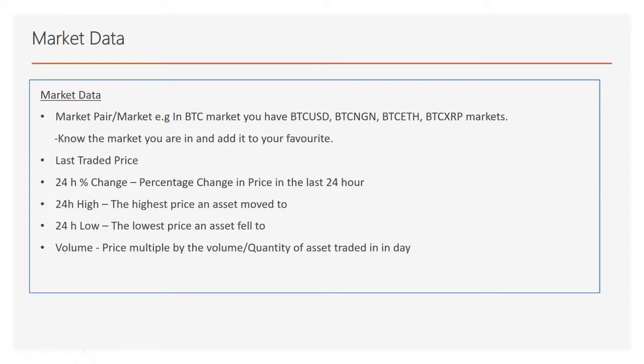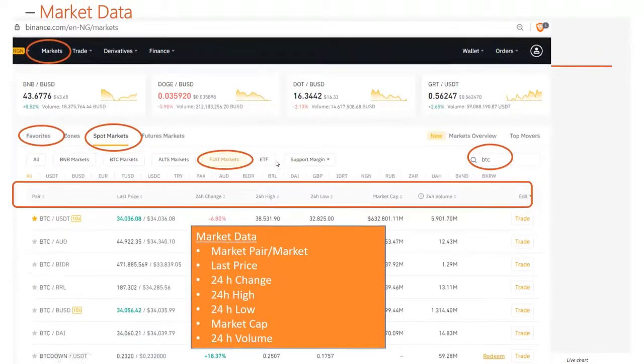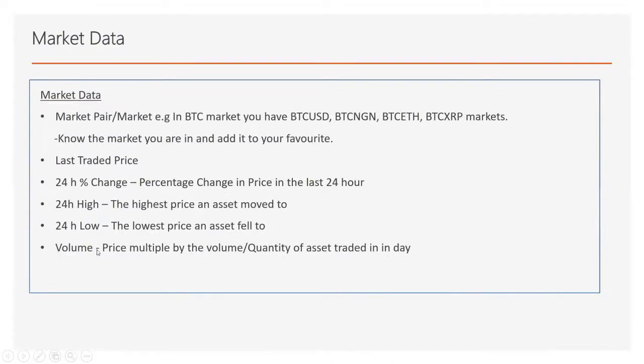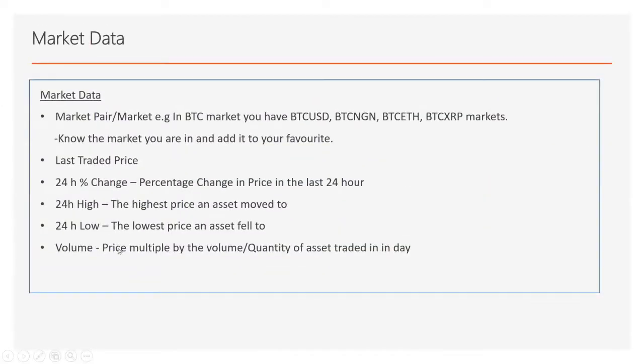Your volume might be for 24 hours, your volume might be for more than 24 hours, depending on the particular time frame. But let's look at the charts. Beg your pardon, volume generally could be 24 hours. Yes, 24-hour volume. So when it's 24-hour volume, it is your price multiplied by the quantity of the asset that was traded in a day, that's in 24 hours.